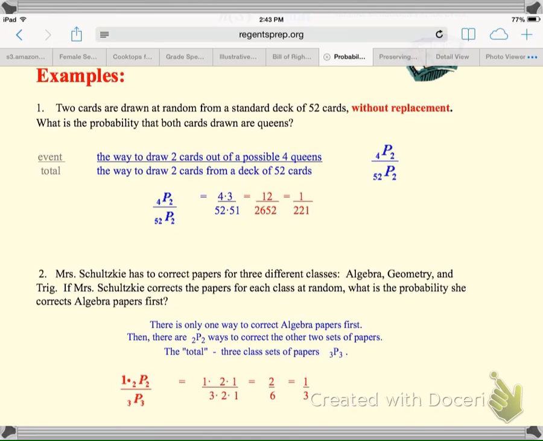And make sure that if you need Lauren to pause this page, that you ask her, so that you have both examples down. I would even be making sure that I get this stuff so that you know what it came from. You know, the 4p2 represents the ways to draw 2 cards of 4 possible queens, and the total is the number of ways to draw 2 cards from a deck of 52 cards. So make sure you're getting it. Ask her to pause whenever you need her to.